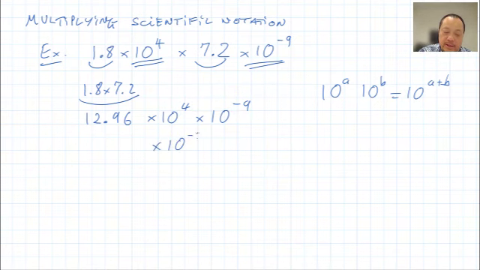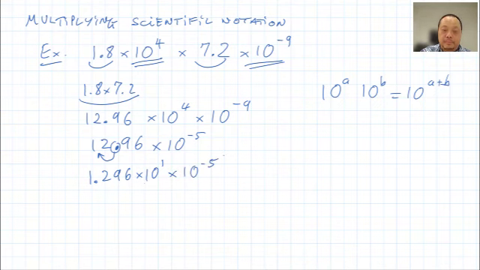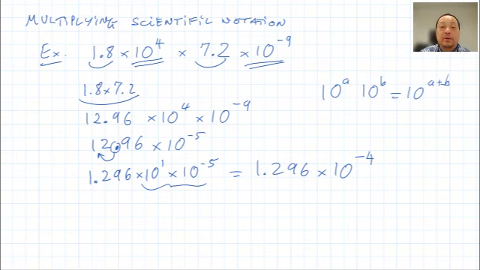And over here I have 12.96. So I'm done with all the multiplication. I need now to fix this to be in the right form, because 12 point something is no good. I need 1 point something. 1.296 times 10 to the 1st. And then the 10 to negative 5th is still there. I combine those. Final answer. That's how you multiply scientific notation, and you make use of this rule.